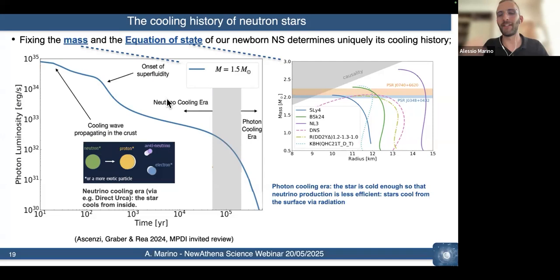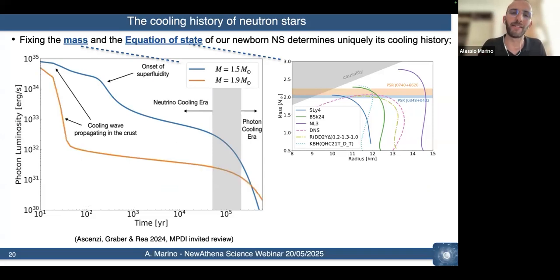Just to show you this, instead of just saying that, if I do the simulation for a 1.9 solar mass neutron star, even though I'm just slightly increasing the mass of my neutron star, my cooling curve proceeds in a much different way. Now we are cooling down in a much faster fashion with respect to the 1.5 solar mass neutron star. Actually, we call these two ways of cooling minimal or standard cooling and enhanced cooling.